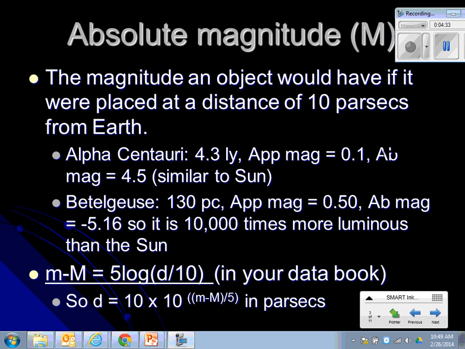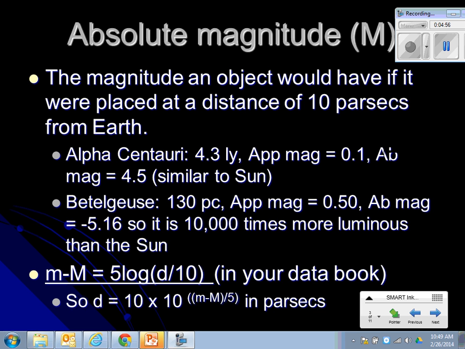So this is the equation in your data booklet that looks at the differences in magnitude, and you can use that to find how far away something is. If you take the difference in apparent magnitude and absolute magnitude, that's equal to 5 times the log base 10 of the distance divided by 10. That's the equation in your data booklet. If you use this equation and solve for d, you'll get the distance to that object in parsecs.